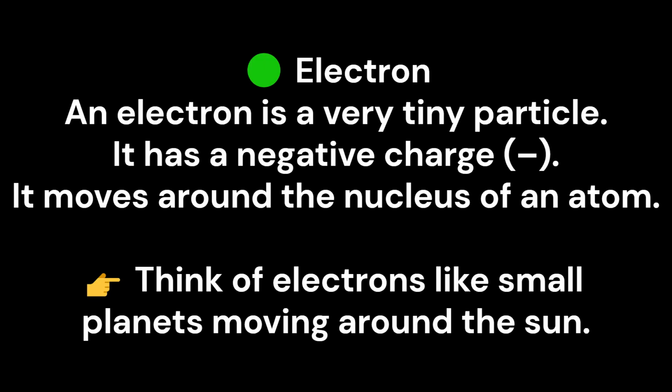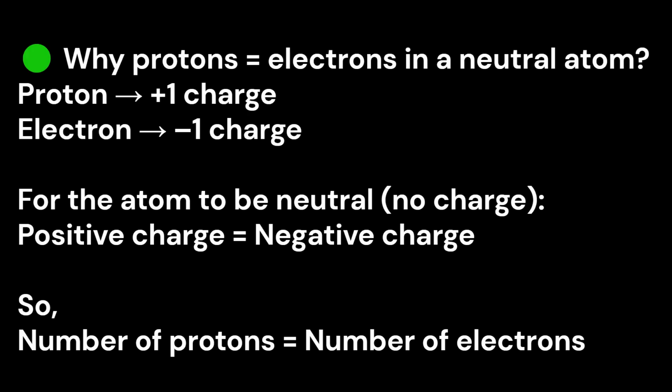Now let's talk about electrons. Electrons have a negative charge. They are much smaller and lighter than protons and neutrons. They move very fast around the nucleus in shells. One important thing to remember, in a neutral atom, the number of electrons is equal to the number of protons. This balance keeps the atom electrically neutral.